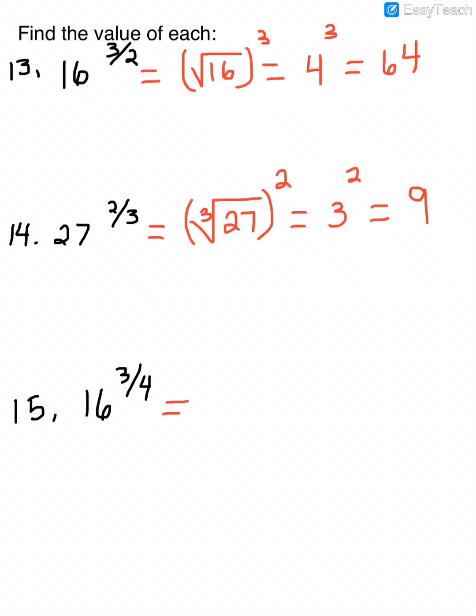For 16 raised to the 3/4 power, the index of my root is 4, and my power is 3. Well, the 4th root, or the number that I can multiply times itself 4 times to get 16, would be 2. And 2 to the 3rd power is 8.